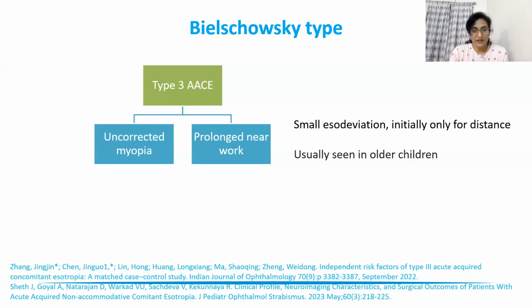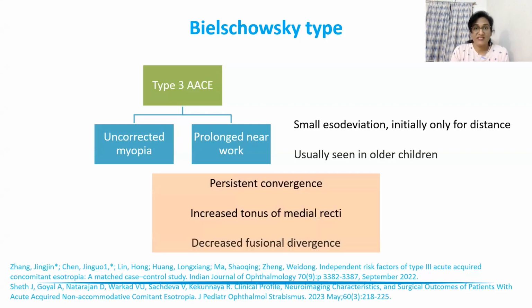So they start focusing for near more, and subsequently what happens is that the near triad kicks in. So there is convergence, there is miosis, and there is accommodation. For near, the child would still be orthotropic, but because of that persistent convergence, it is thought that it increases the tone of the medial recti in both eyes, and therefore the child goes into a state of constant convergence.